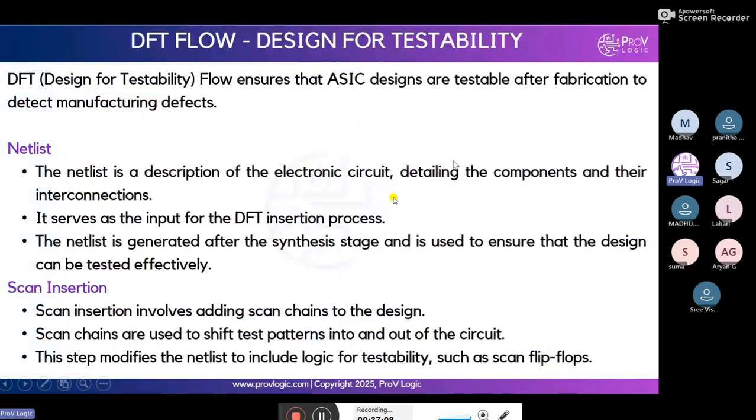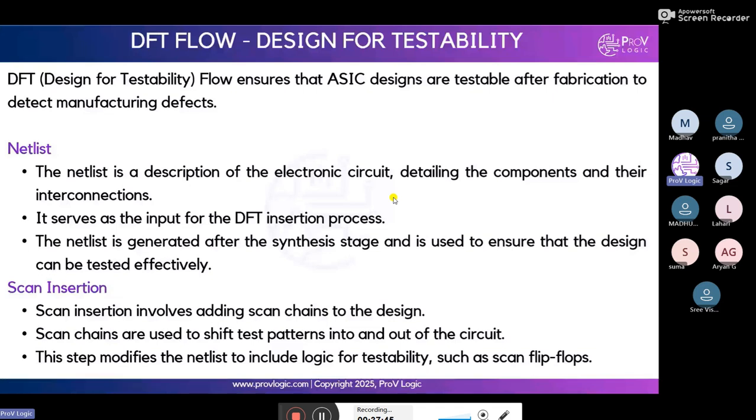See here, something is given in the description. Design for testability ensures that ASIC designs are testable for fabrication to detect the manufacturing defects. That means after synthesis, the netlist. You already know what is meant by netlist, which has the components, gates, interconnections, everything. That circuit diagram we call a netlist. Scan chain insertion, in the sense, insertion involves adding scan chains. I told scan chains, right? Same as cross trigger networks, to the design.